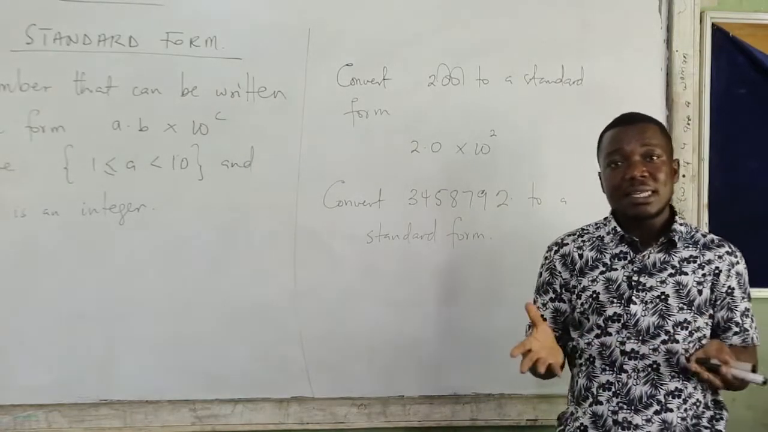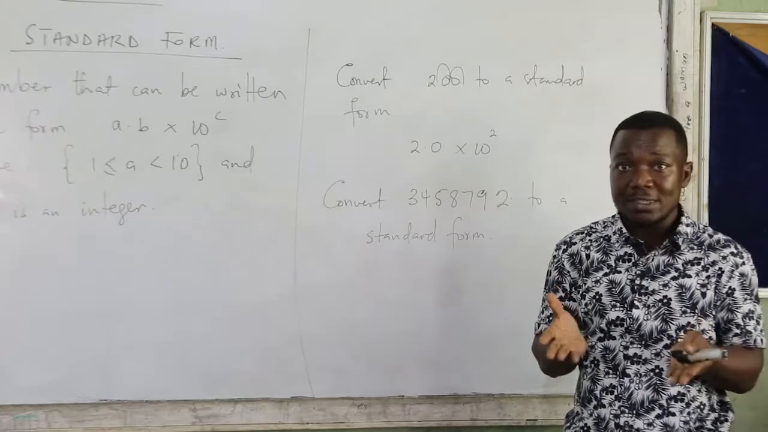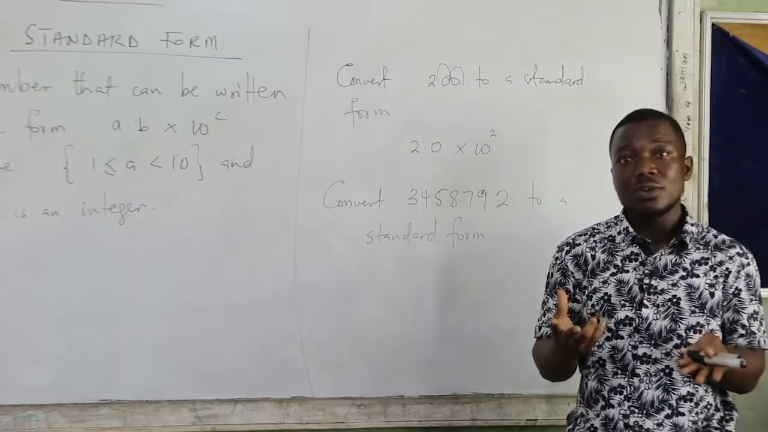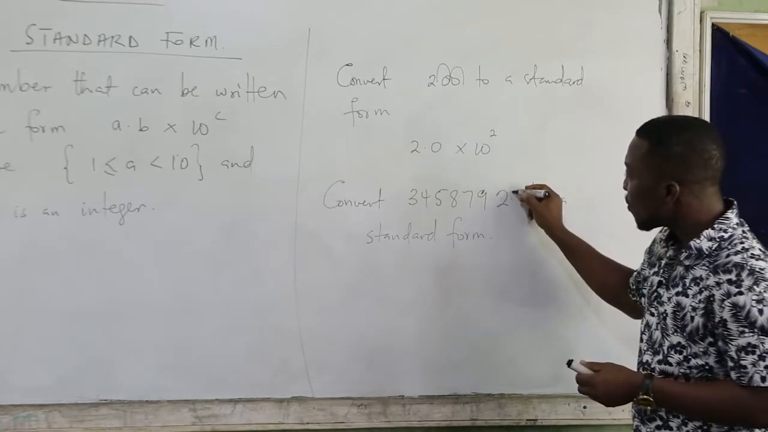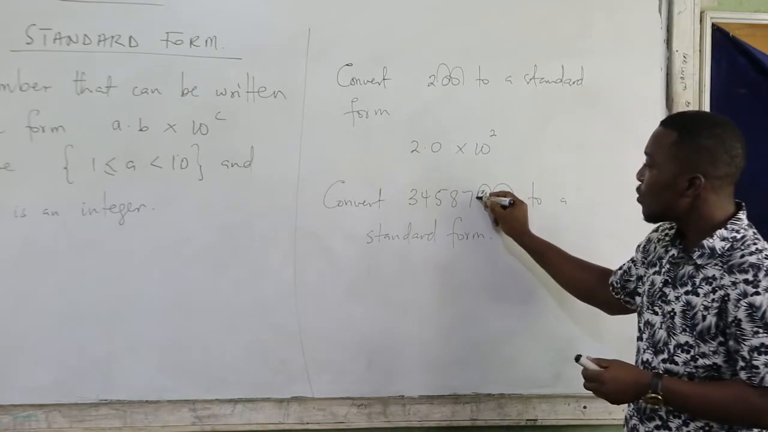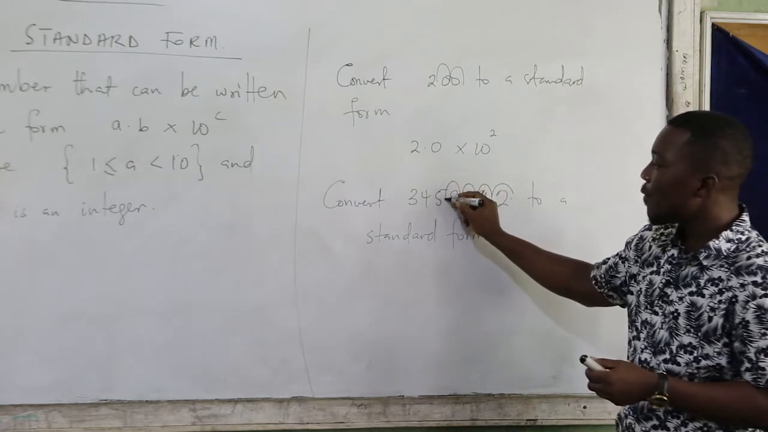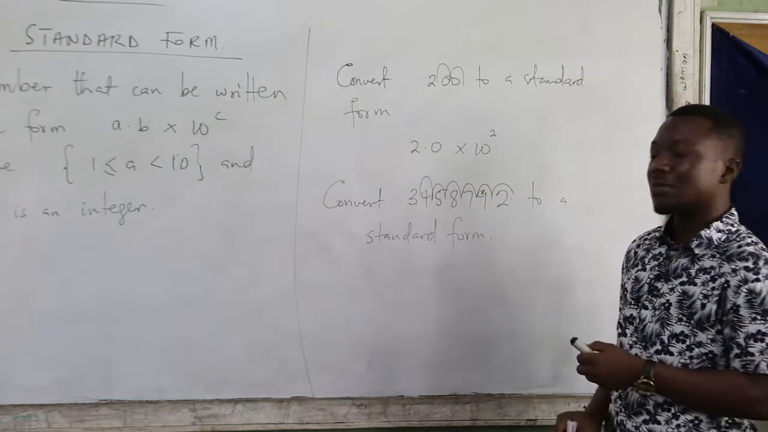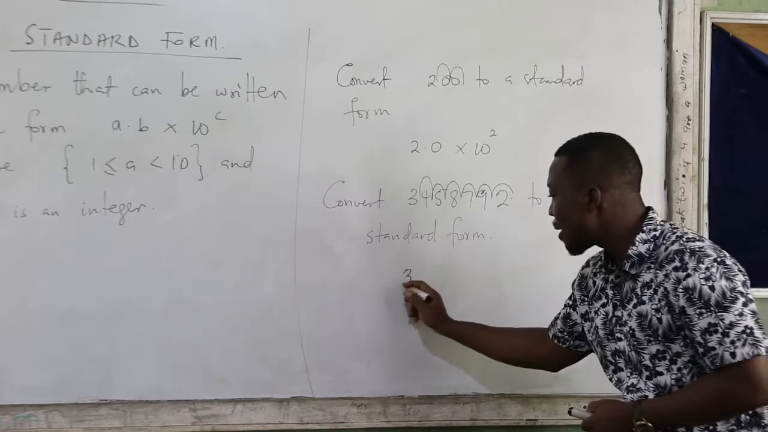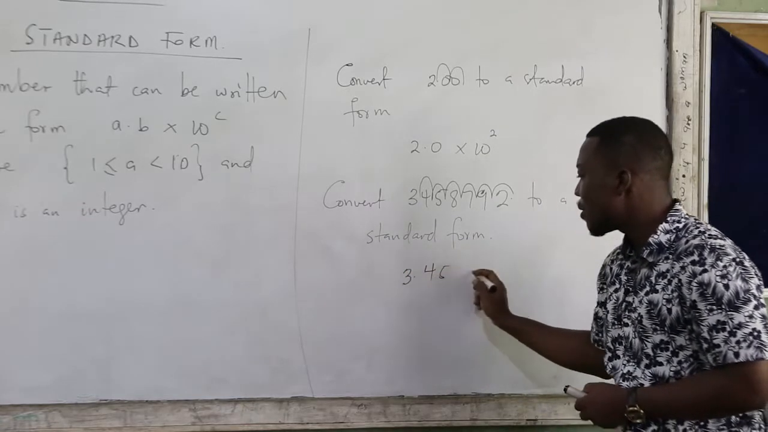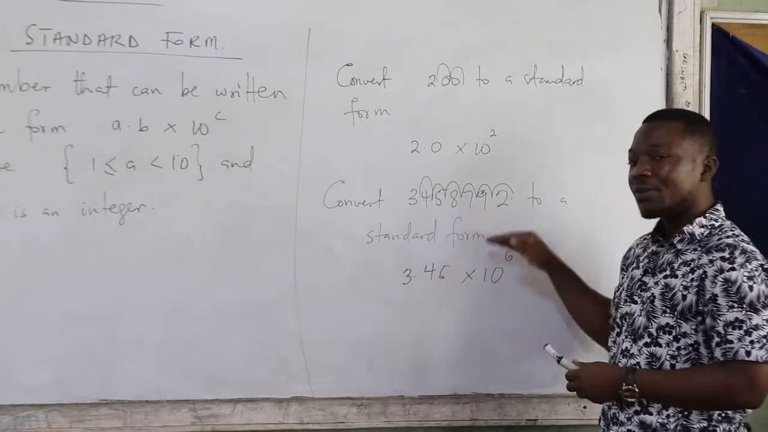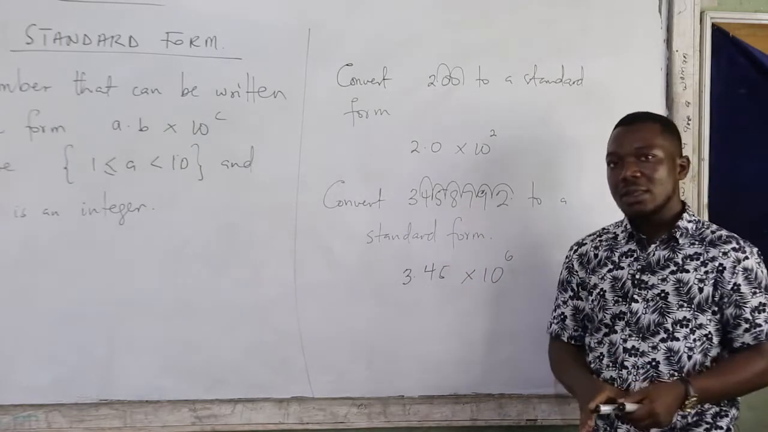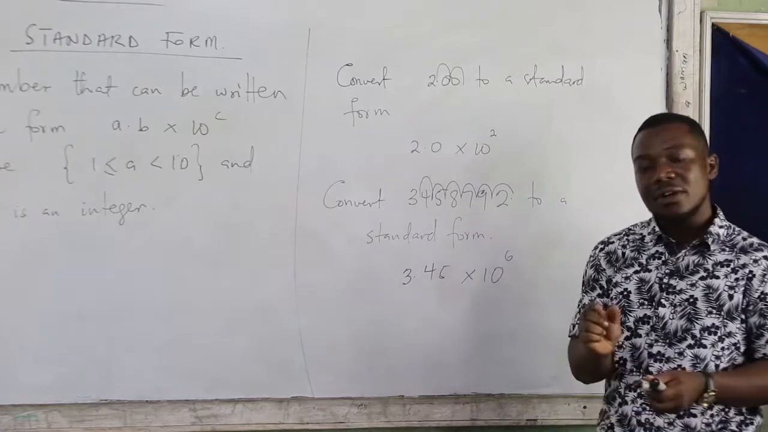Now, in changing to a standard form, we are going to move the decimal to the first two non-zero numbers on our left. So how many times are we going to move? We have 1, 2, 3, 4, 5, 6. We have 3.45 times 10 raised to the power 6. What happens to the rest of the digits that are not showing here? These figures have a very small difference.